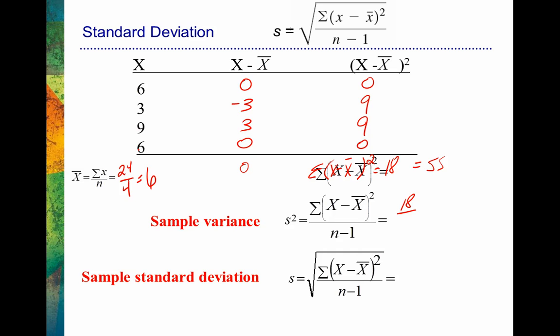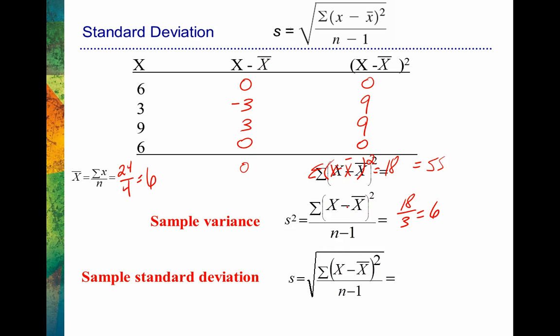1, 2, 3, 4 is our n. n minus 1 equals 3. 18 divided by 3 equals 6. All right, so that's not exactly what we're interested in, right? Sample variance, as it's known, s squared, because what that's giving us is an average squared deviation score.